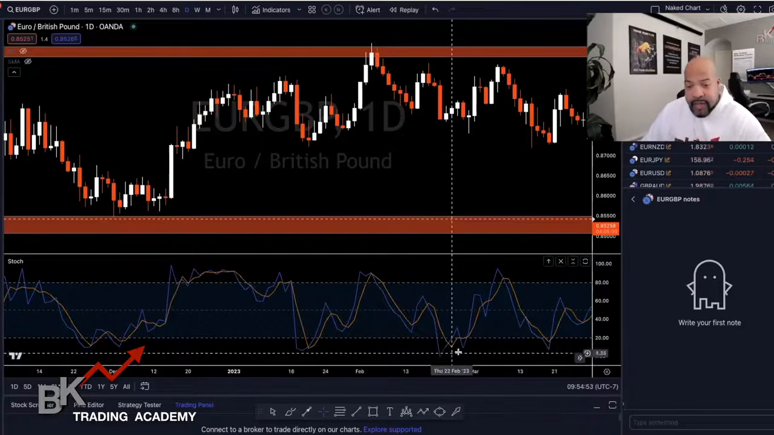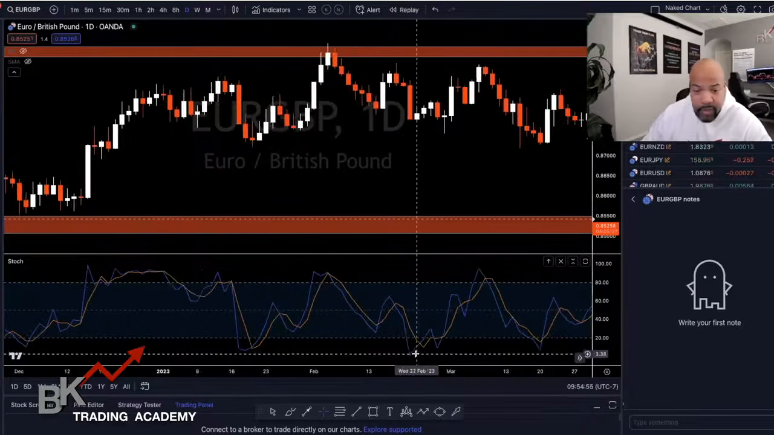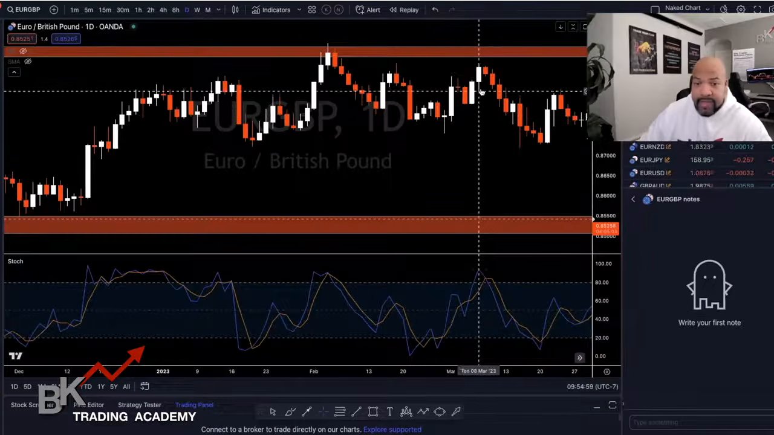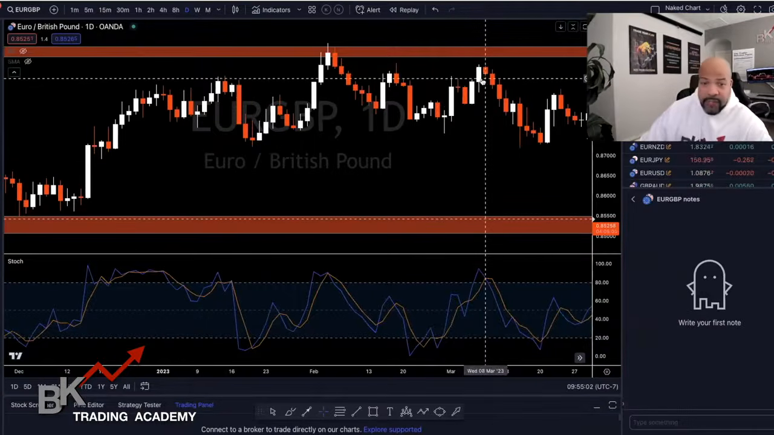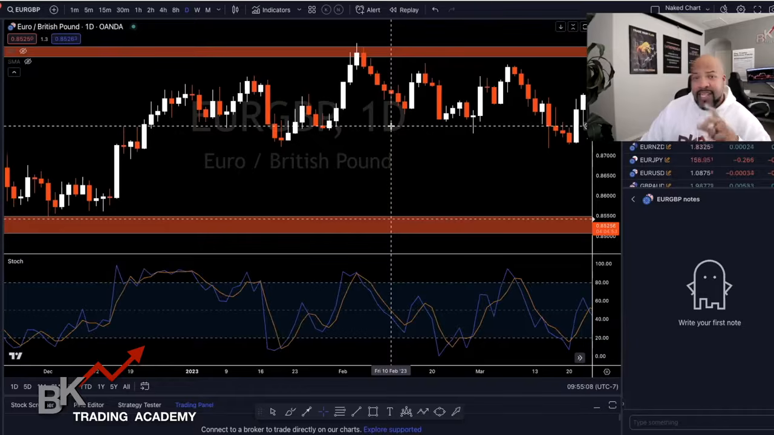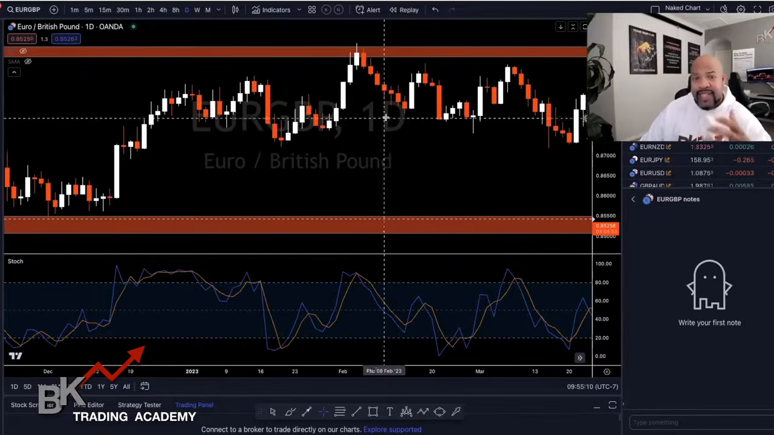Same in reverse. Down here below, we can see the blue line starts to cross the orange line and it starts to go up, and you'll see price action following that as well. So we don't trade this alone. Like I said, we look at price action. So you have to be an expert in identifying price action in these key levels.